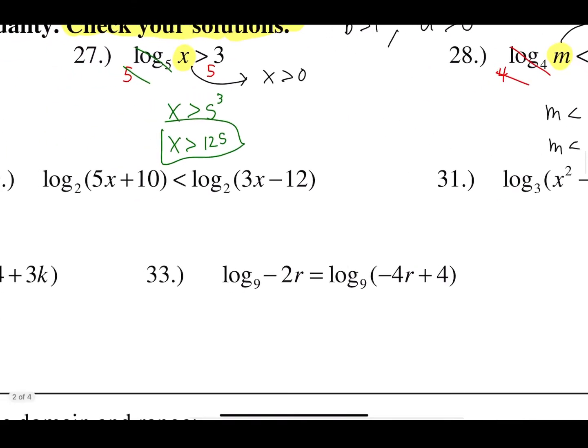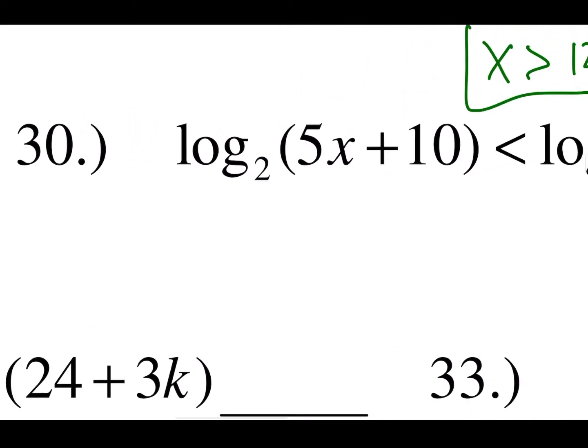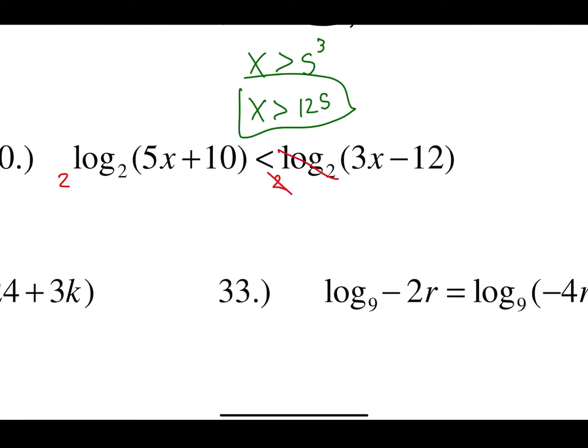But let's look at 30. Log base 2 of 5x plus 10 is less than log base 2 of 3x minus 12. The bases are the same on both sides. That makes me think these are going to cancel. How do I prove it? Log base 2, get rid of it by making the exponent of 2. Do it to one side, do it to the other, and yes, both sides indeed cancel, and we're left with the arguments: 5x plus 10 is less than 3x minus 12.